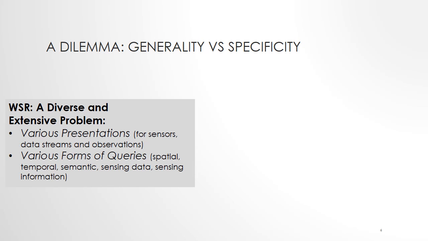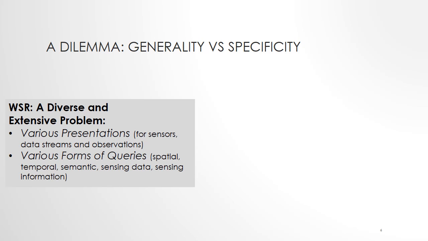Developing web sensor retrieval systems is an extensive and diverse problem. First, the system must be able to process different forms of presentation utilized by sensors, data streams, and observations. Second, the system must be able to answer various forms of queries, such as spatial, temporal, semantic, as well as queries on sensing data and information derived from this data.